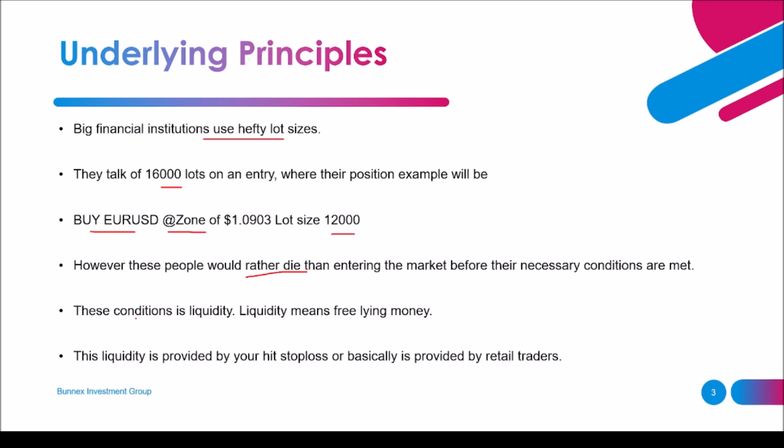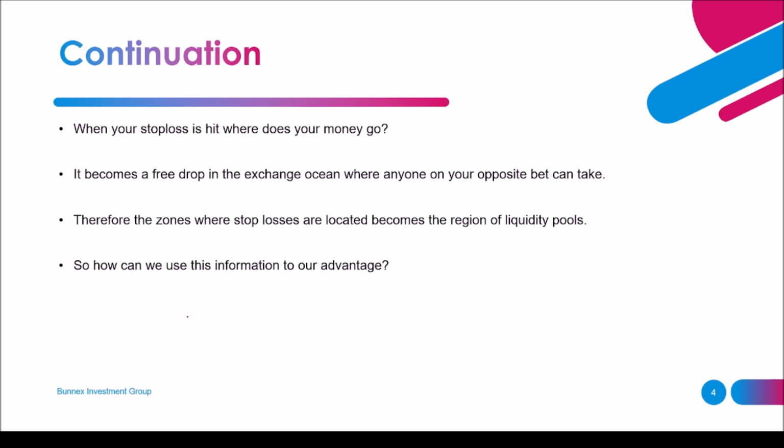These conditions is liquidity. Liquidity means free lying money. If there is no money within the forex market, it means they are not going to trade or place a bet. This liquidity is provided by your hit stop loss, or basically is provided by retail traders. So when your stop loss is hit, where does your money go? I'm sure you've asked a question like this. It becomes a free drop in the exchange ocean where anyone on your opposite bet can take. Therefore, the zones where stop losses are located become the regions of liquidity pools.